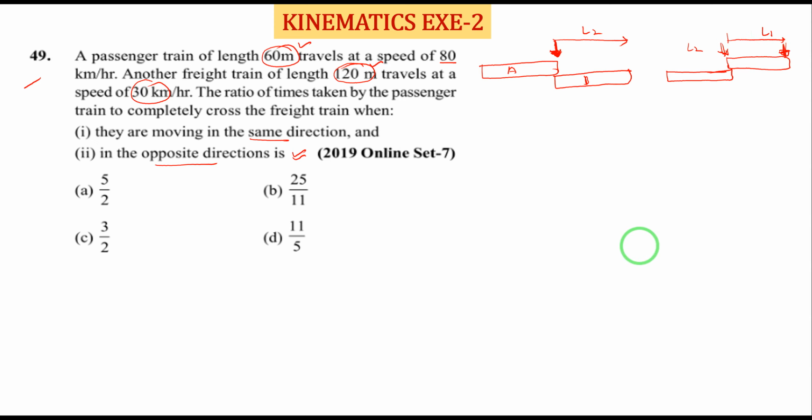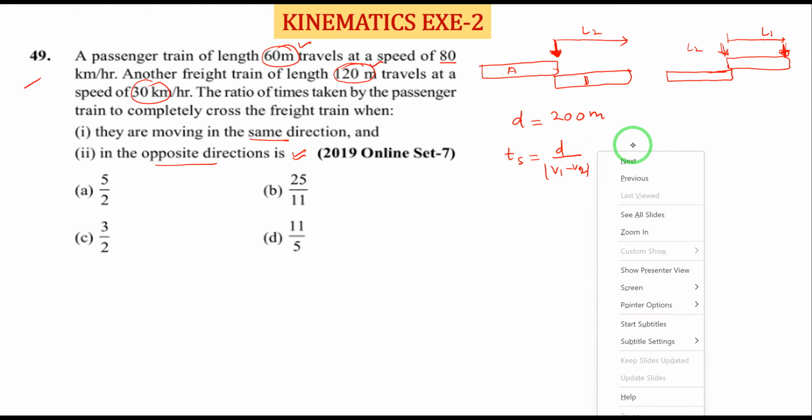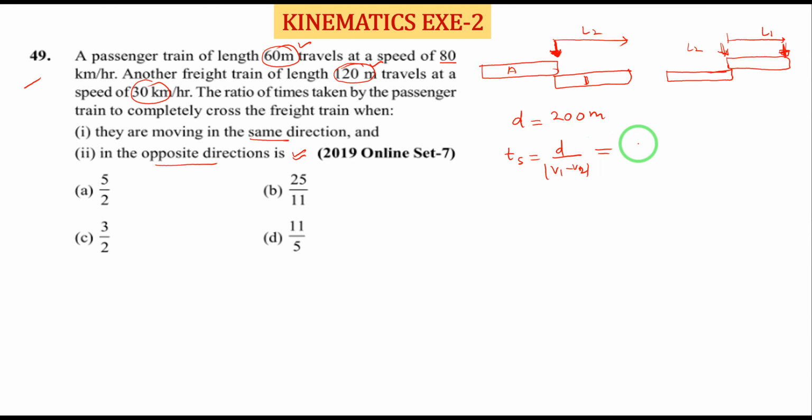In this case it is 60 plus 120. So D relative is 200 meter. 120 plus 60. Same direction. So time taken for the same direction will be D upon V1 minus V2 mod. Okay. So it will be 200 upon 80 minus 30. That is coming 50.